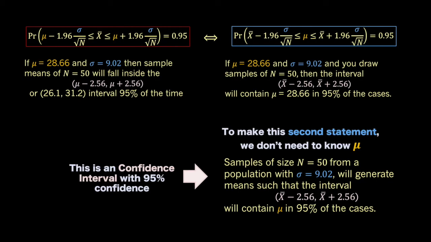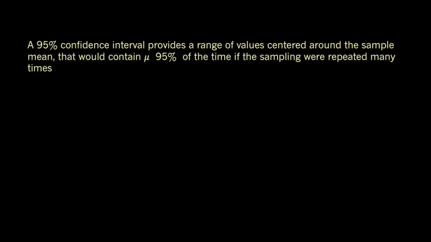This is where we want to go. We're still not there, but this is it. Conceptually, that is a confidence interval. Okay? So, a 95% confidence interval provides a range of values centered around the sample mean that would contain mu 95% of the time if the sampling were repeated many times.